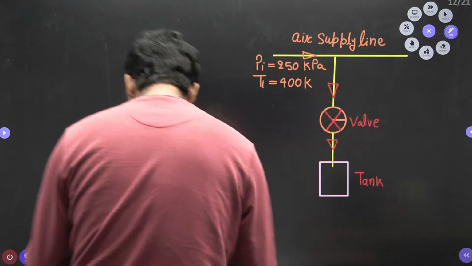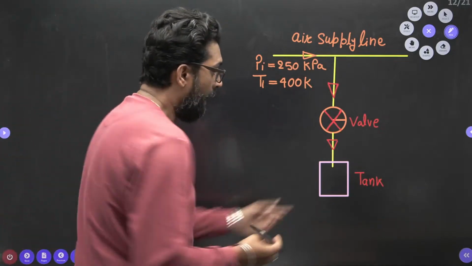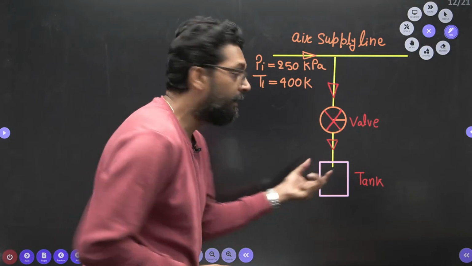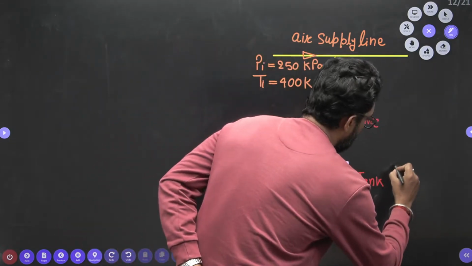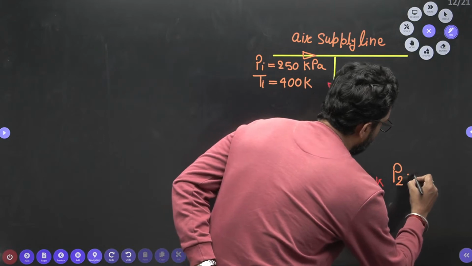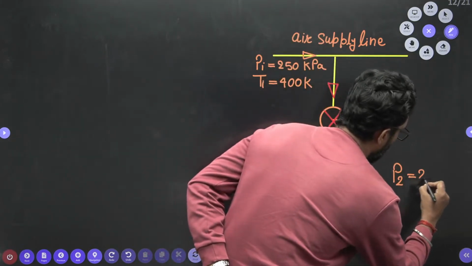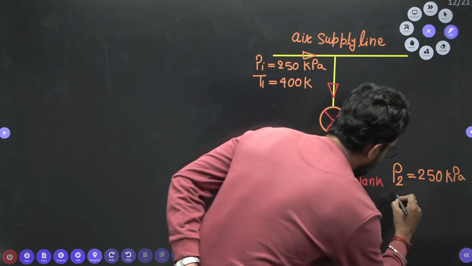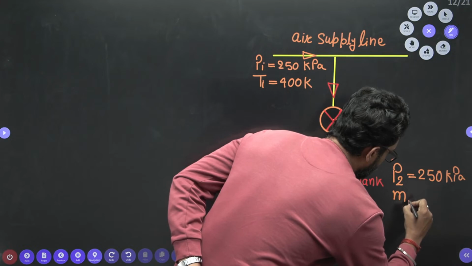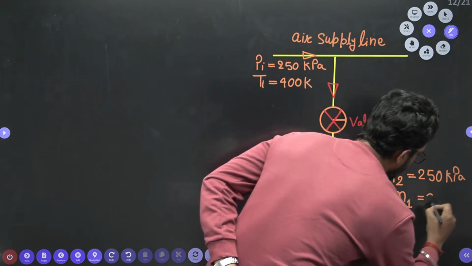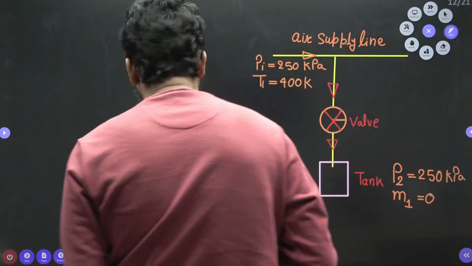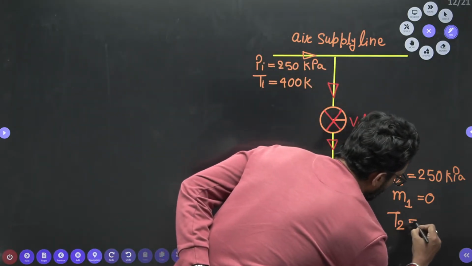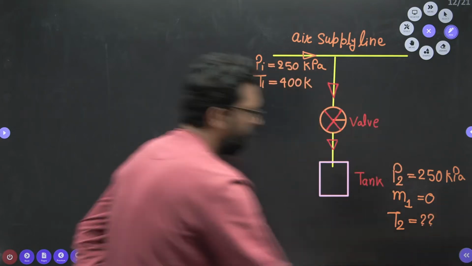And for the tank, it is given up to what level it will fill: the final pressure of the tank reaches 250 kilopascal, and initially the mass of the tank, M1, is equal to 0. We have to find the final temperature of the air inside the tank.